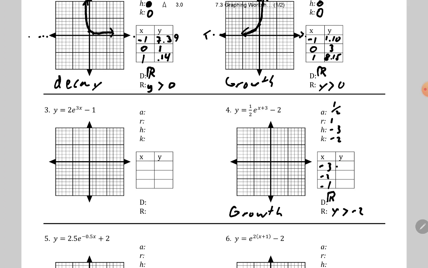If I punch in -3, that would be e to the 0. E to the 0 is 1, times 1/2 is 1/2. -2 is -1.5. And then we got -0.64. If we plug in -2, plug in -1, we get 1.69. Let's draw in my asymptote at y equals -2. -3 is around here. -2 is next to 0. And -1 is 1.69, so around there. It approaches but never touches, and this goes up in a favor.